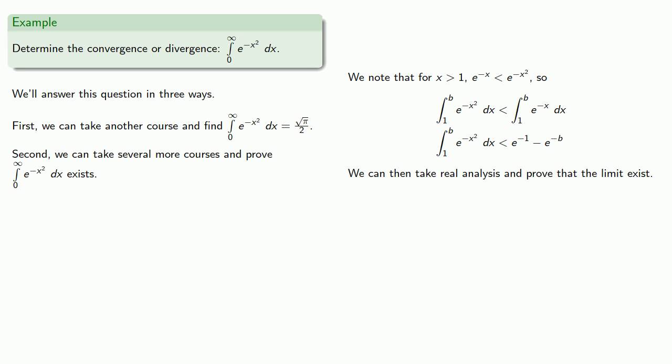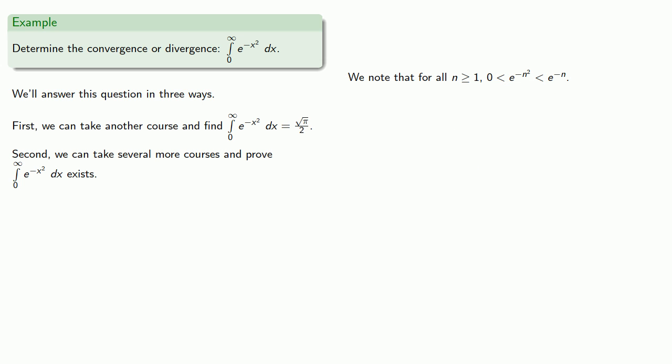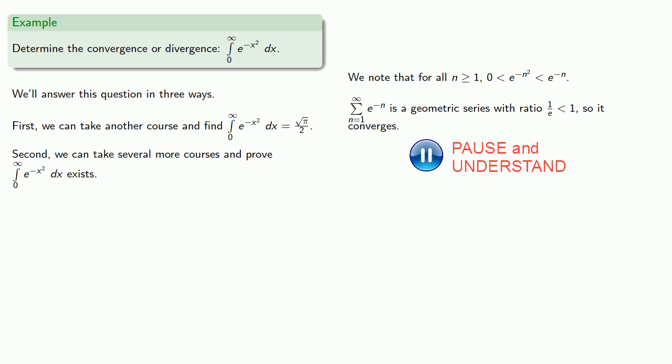Now, that earlier observation is still useful, and this time we note that for all n greater than or equal to 1, we have e to minus n squared less than e to power minus n. And while the actual names of the variables don't matter, this is set up to consider these as series. Now, the series with terms e to minus n, well, that's a geometric series with ratio 1 divided by e, which is strictly less than 1, so this series converges. And since e to minus n squared is smaller, our series of smaller terms also converges by the comparison test.